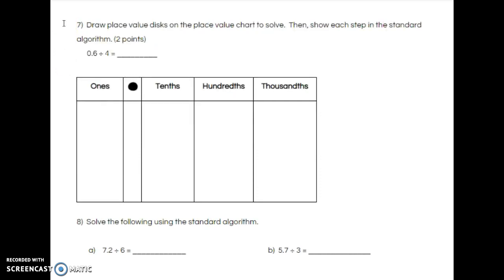Number 7. Draw place value discs on the place value chart to solve. Then show each step in the standard algorithm. You can do the standard algorithm over here in this blank space. The problem that you're solving is 6/10 divided by 4. So again, you must do the place value chart and you must do the standard algorithm.